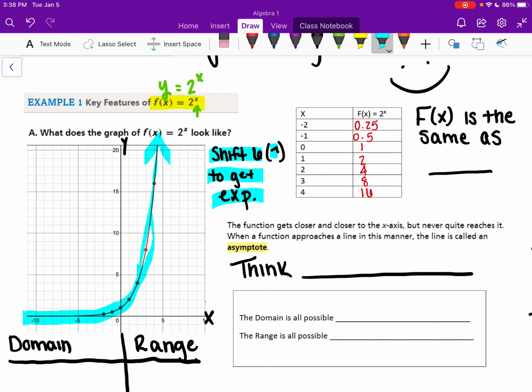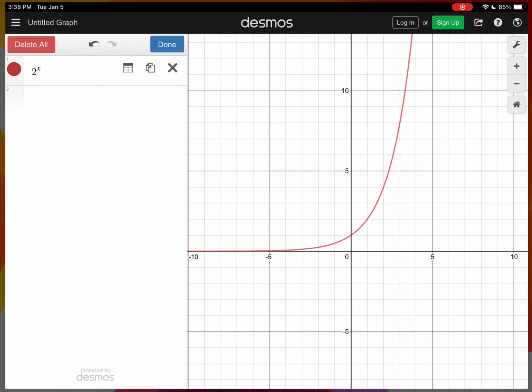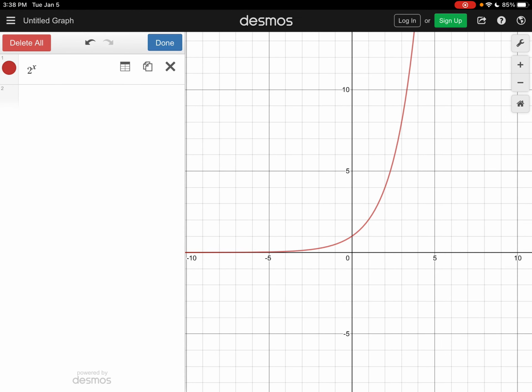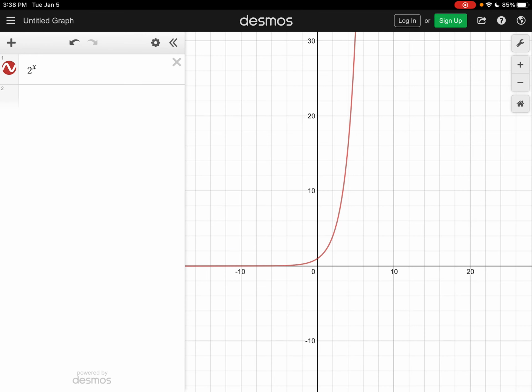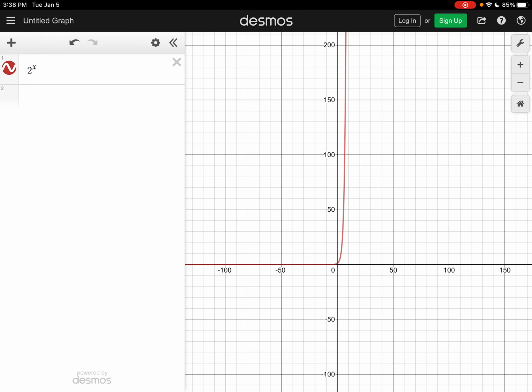On your Desmos, you can zoom in and you can zoom out and look at it. I'm actually going to take you to my Desmos and we will look at 2 to the x graphed. Let's take a gander. I can zoom out as far as I want, and remember we read from left to right, it just keeps going up and up forever, exponentially.